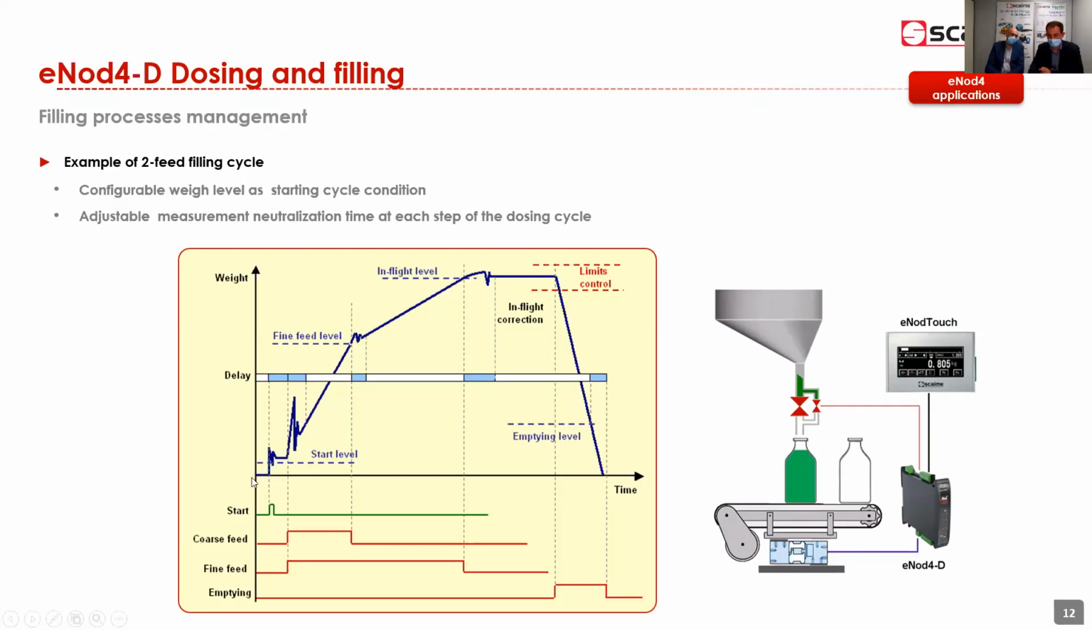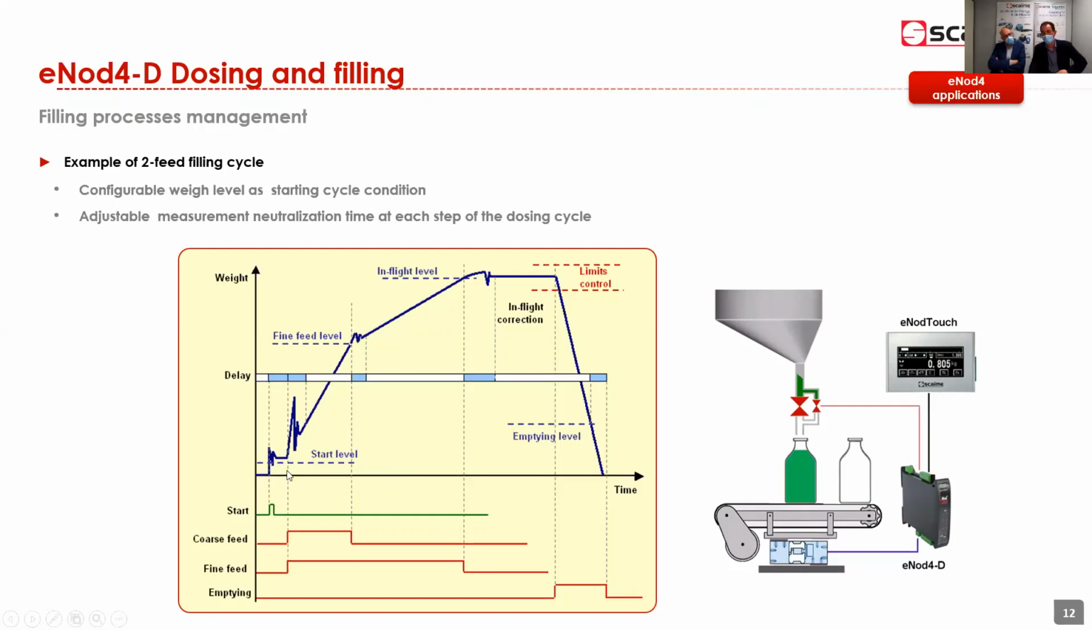At the beginning of the cycle, in this example, the cycle starts by weight detection of the empty bottle. So you have the empty bottle arriving on the scale, which generates some noise. Then the weight level is detected and the cycle starts. You can see the input, the start of cycle, which is activated through the green line.